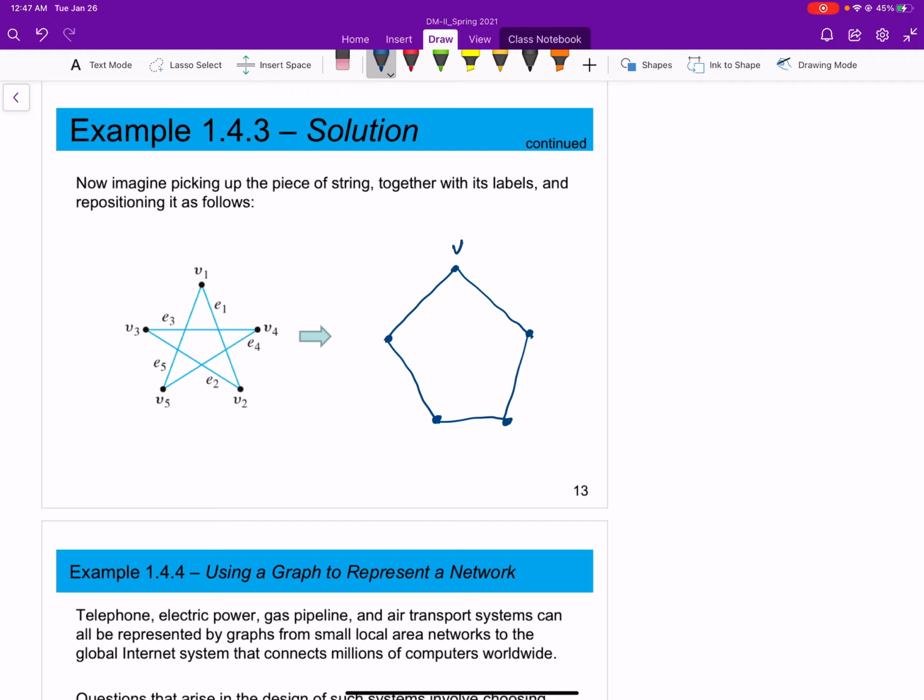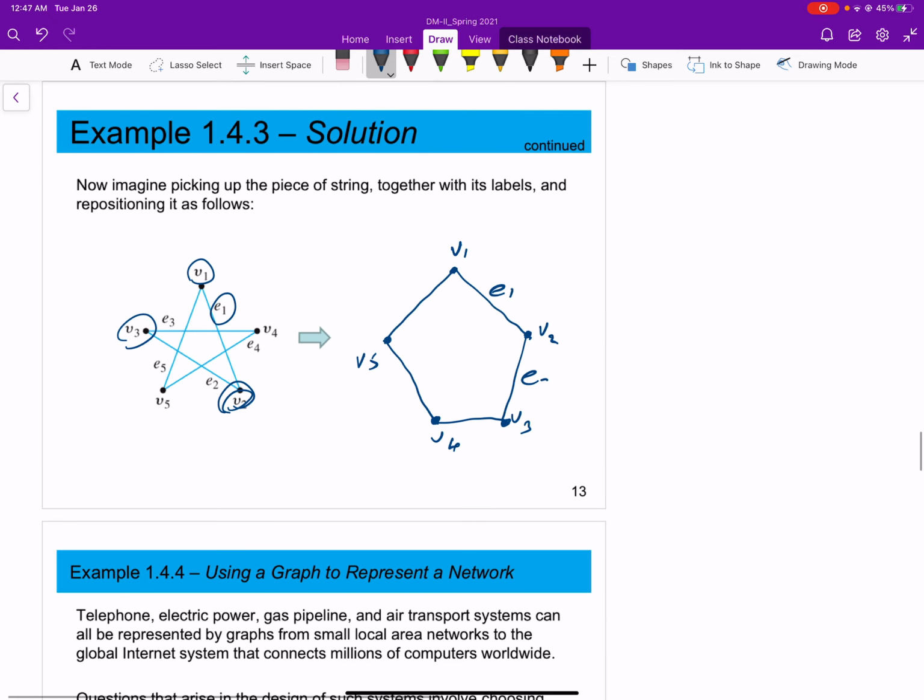You could mark this as V1, V2, V3, V4, V5, and then you have to put the edges. What is the edge between V1 and V2? Which is E1. So this is E1. And then between V2 and V3, the edge is E2. And then between V3 and V4, the edge is E3, then E4, and E5. All right, so this is what you get, the pentagon.